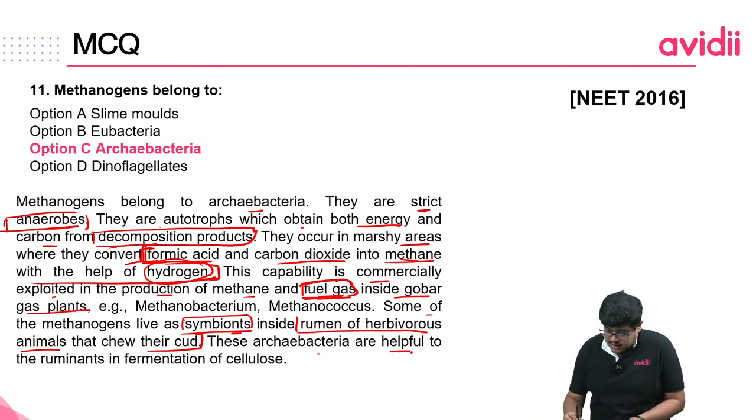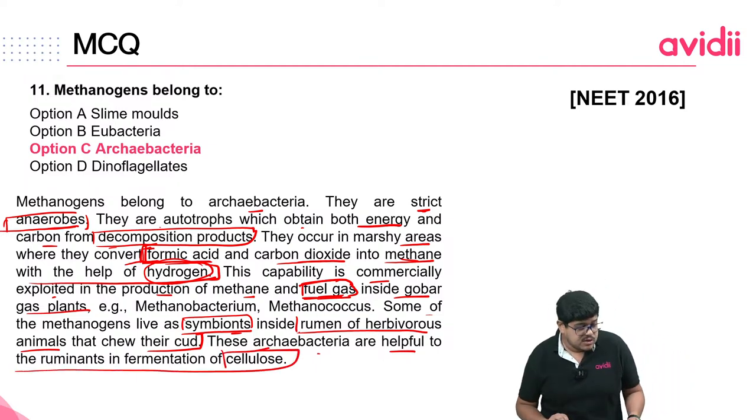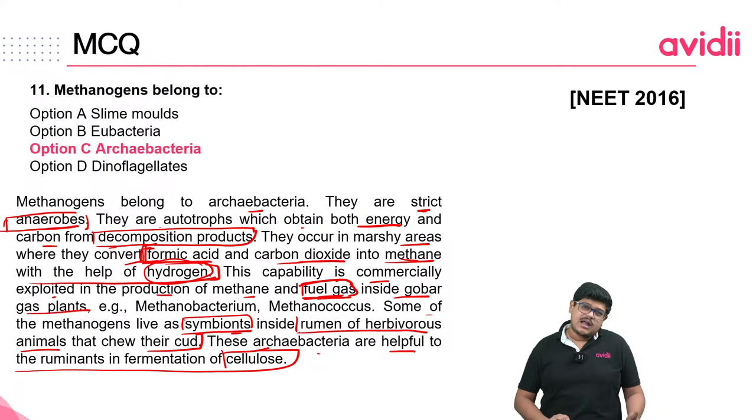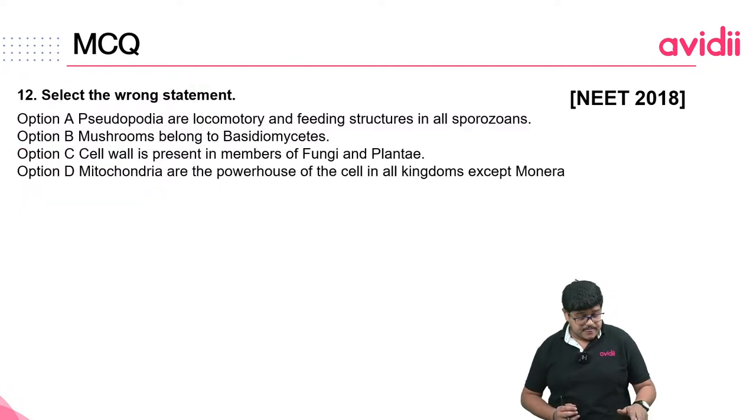These archaebacteria are helpful to the ruminants in fermentation of cellulose. Very important, because as we talk about the herbivores, they feed only on vegetation. All these vegetations are plants, they have cellulose, and cellulose is very hard to digest, and to make it happen, the methanogens play an important role. So the symbiotic relationship thus begins between the methanogens and the ruminants.